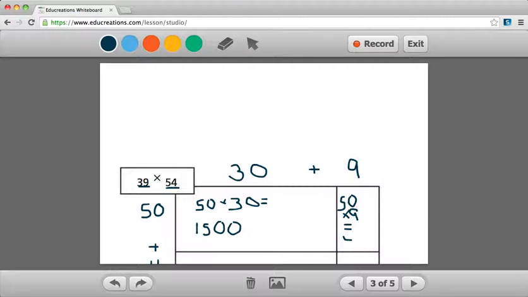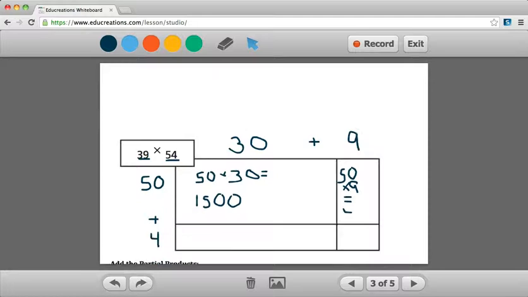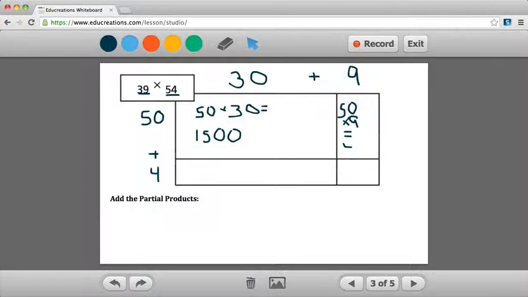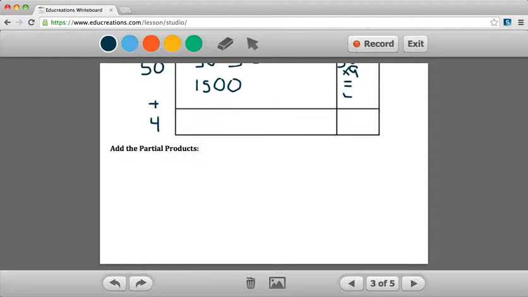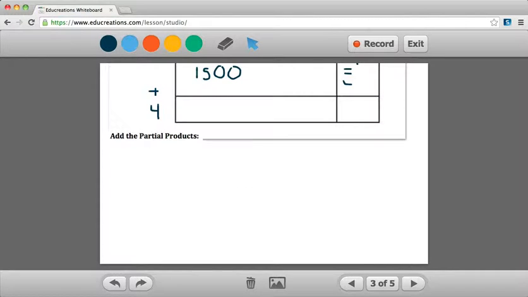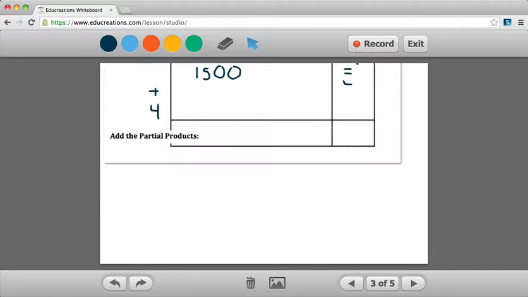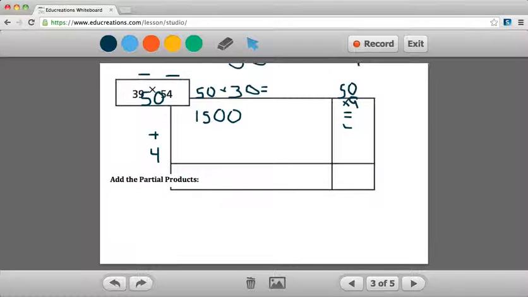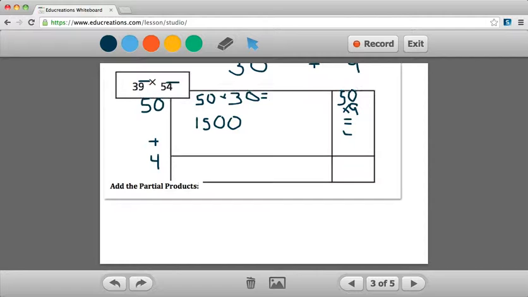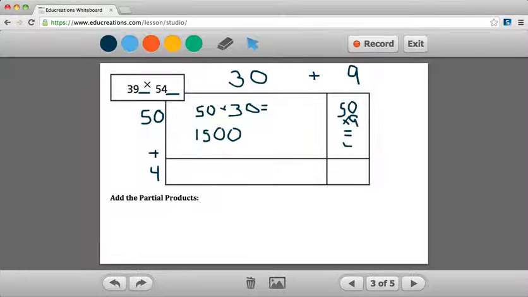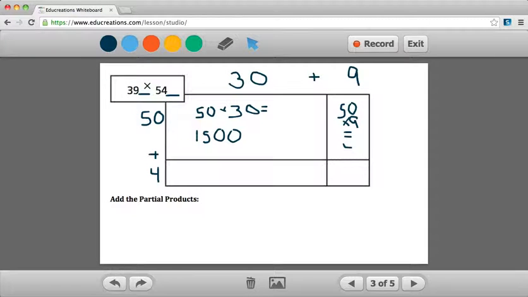Oops. Let me get that screen back for you. We know that 50 times 9 is 45. My screen's bouncing all over here. Let me get that here. I'll get it here. All right. 50 times 9 is 45. So we have 45 with 1 zero. Okay, so we have 450.